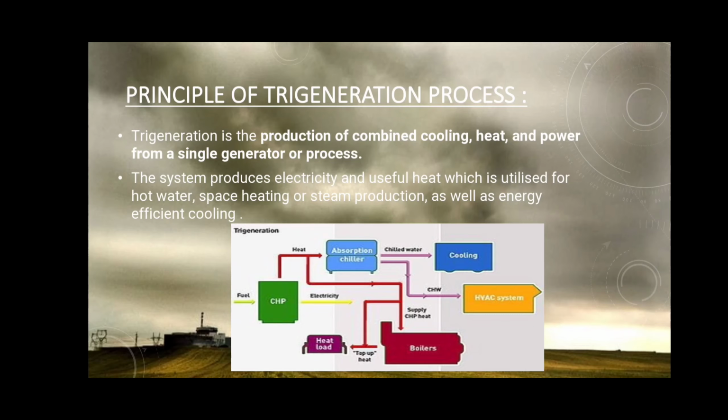Next is principle of trigeneration process. Trigeneration is the production of combined cooling, heat and power from a single generator or process. The system produces electricity and useful heat which is utilized for hot water, space heating or steam production as well as energy efficient cooling. Here is the diagram of trigeneration.